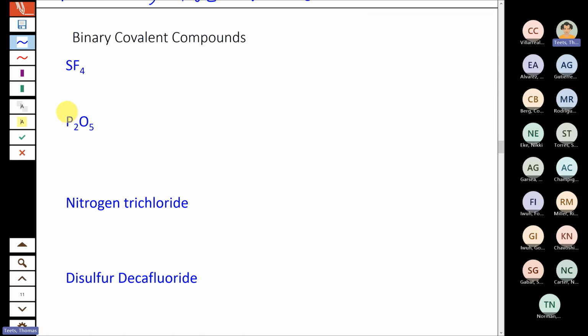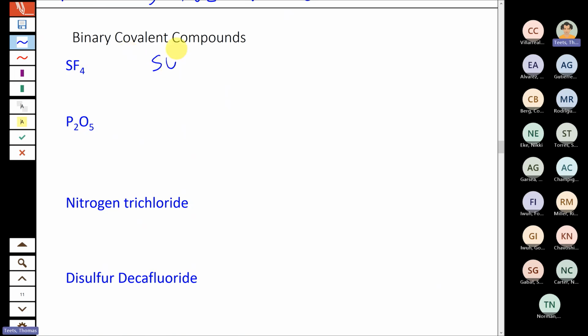This is, I think, a little bit easier even than ionic compounds because you just need to know the prefixes. You don't need to know anything about predicting charges or anything like that, or memorize a bunch of polyatomic ions like we do for ionic compounds. You just have to know how the number in the formula corresponds to the prefix in the name and go in either direction. So if we have SF4, we need to know that the two elements are sulfur and fluorine.